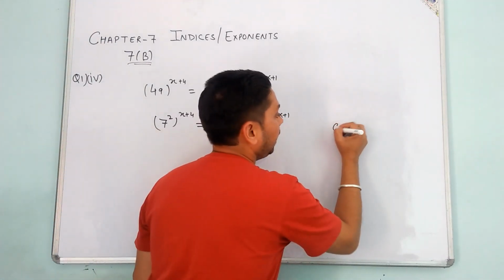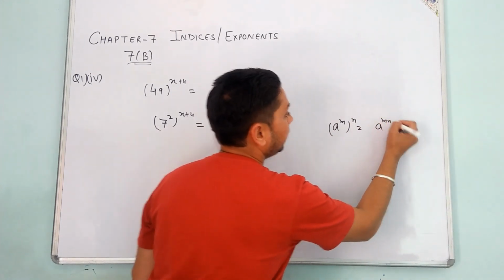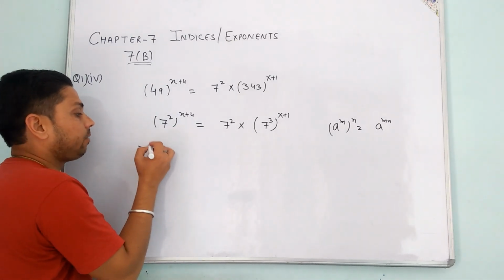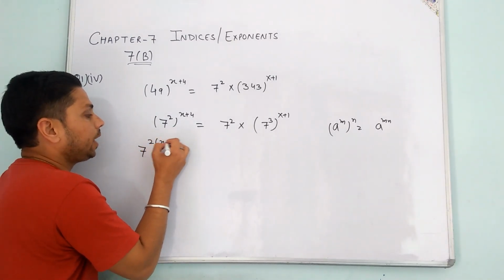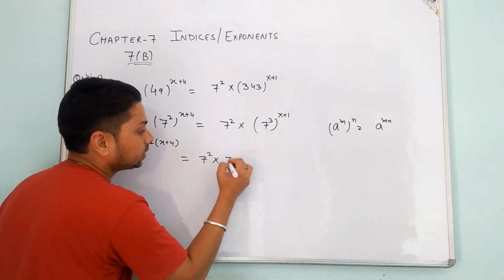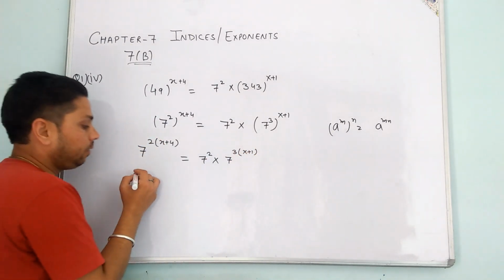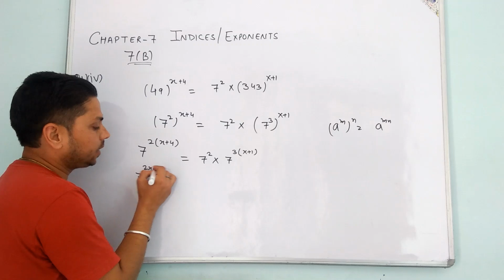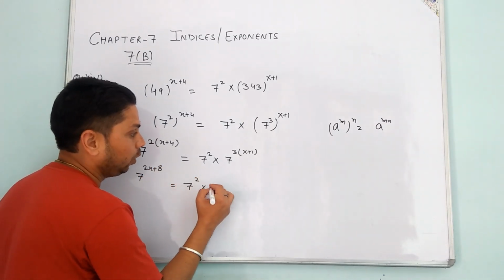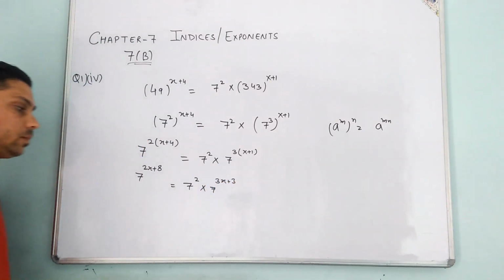Now apply the property a raised to power m raised to power n is equal to a raised to power mn. Now apply here: 7 raised to power 2 into x plus 4 is equal to 7 square into 7 raised to power 3 into x plus 1. Now multiply this, it will give you 7 raised to power 2x plus 8 is equal to 7 raised to power 2 into 7 raised to power 3x plus 3.